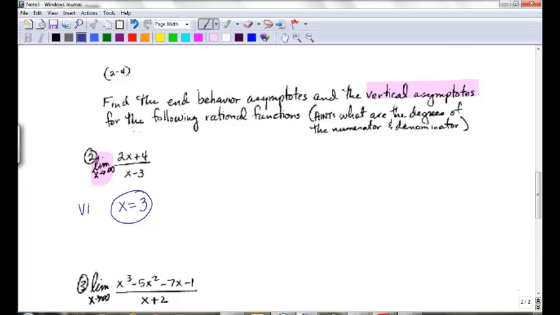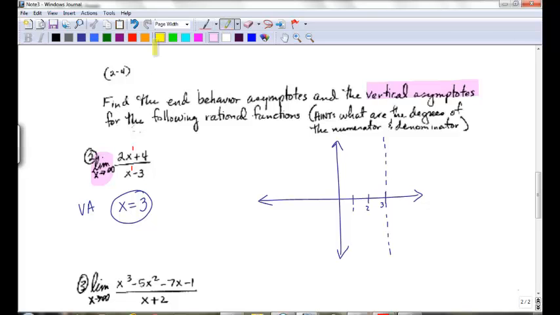So at x equals 3, we need a vertical asymptote. Now look at the degrees. The degrees are the same. So the limit is the ratio of the leading coefficients. So the limit is 2.